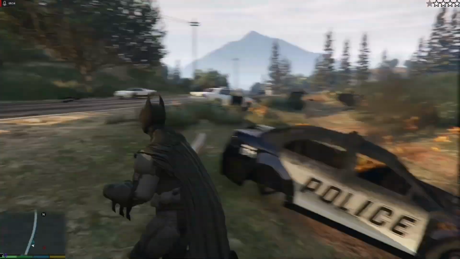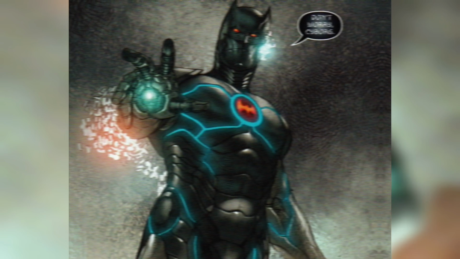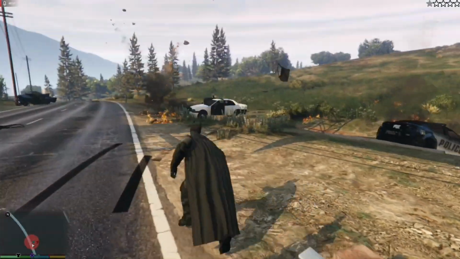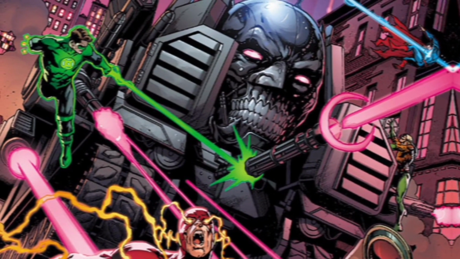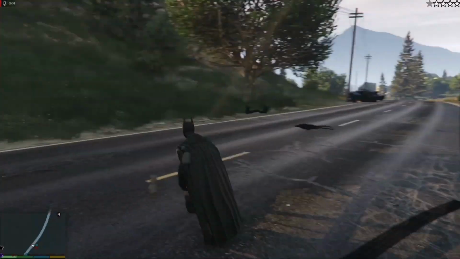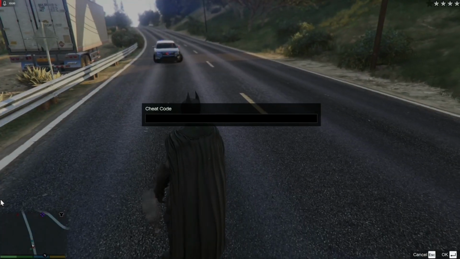Next is Earth 44's Murder Machine. On Earth 44, the Murder Machine is a version of Batman who was driven to madness after the death of Alfred. Seeking to bring Alfred back, Batman requests Cyborg's help to activate the Alfred Protocol, an AI version of Alfred.